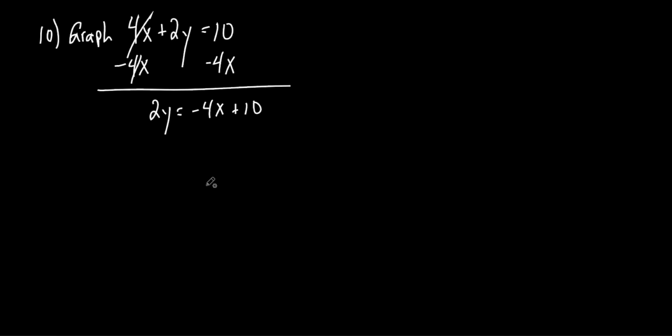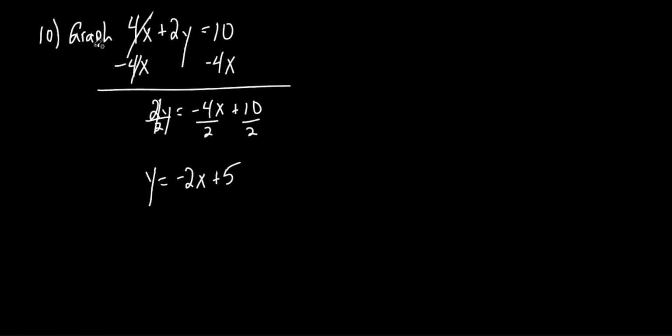One more step that the other problem didn't have. What's that next step? Yeah, divide by 2. Divide this by 2 and divide this by 2. All right, you divide everything by 2. The 2's cancel. Y equals, what's this? Negative 4 over 2. It's just negative 2x plus 5. That's what we're graphing right there. It's not my answer, okay?